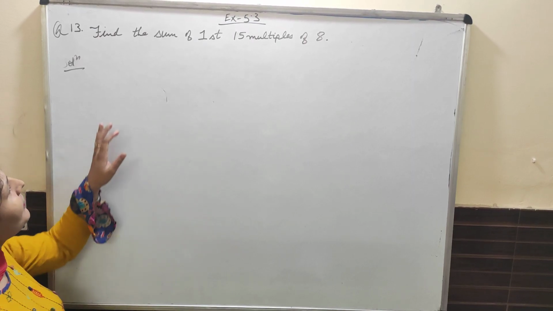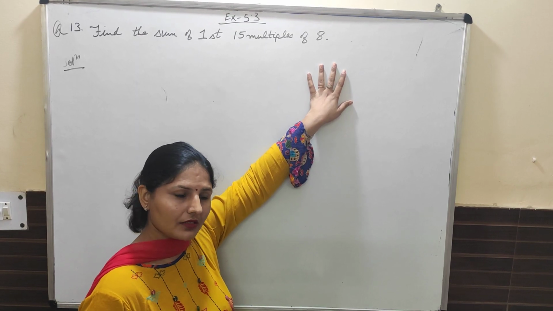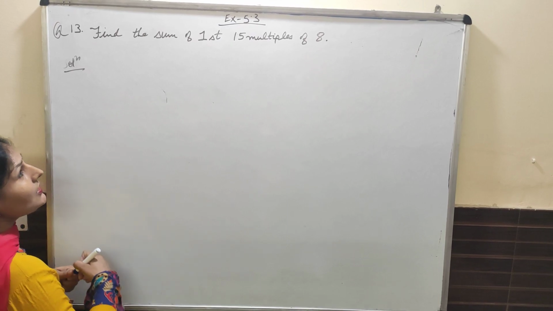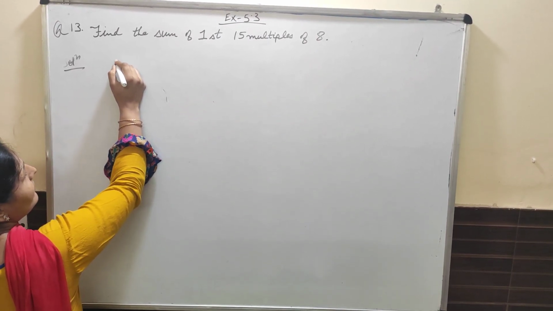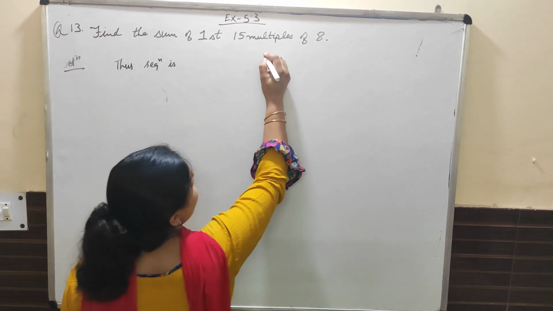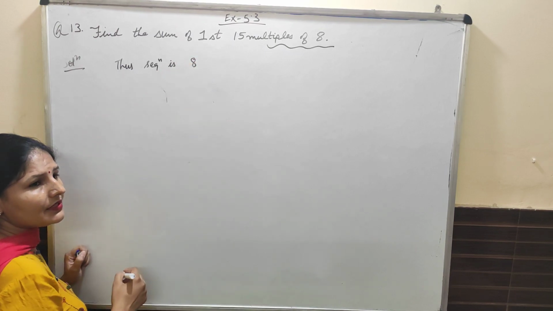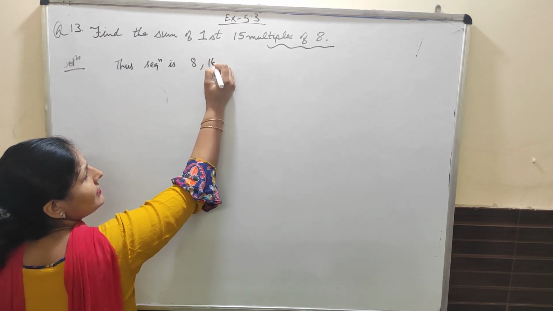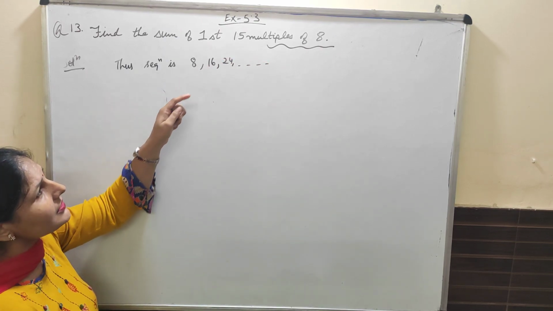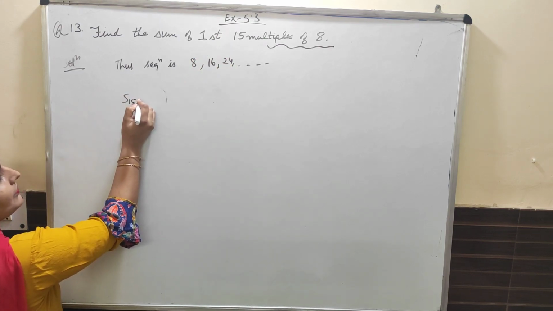In this question, we have to find the sum of the first 15 multiples of 8. For this, first we have to find the sequence. What will the sequence be? Multiples of 8. The first multiple of 8 is 8. Next 16, 24. In this way, we have to find the sum of 15 multiples.